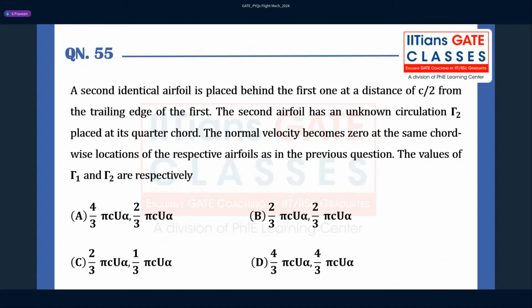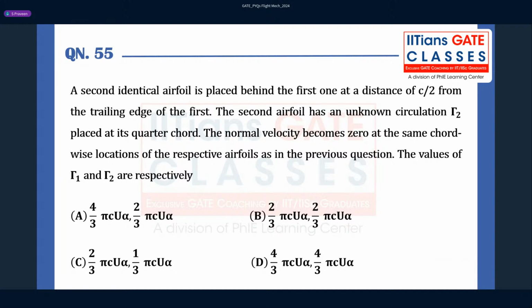A second identical airfoil is placed behind the first one at a distance of c by 2 from the trailing edge of the first. The second airfoil has an unknown circulation gamma 2 placed at its quarter chord. The normal velocity becomes 0 at the same chordwise location of the respective airfoils as in the previous question. The values of gamma 1 and gamma 2 respectively.